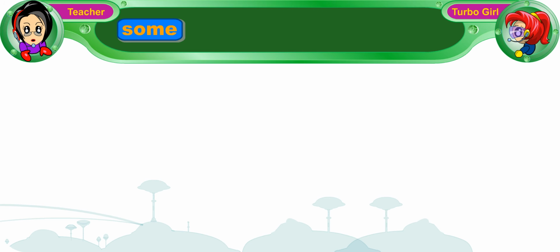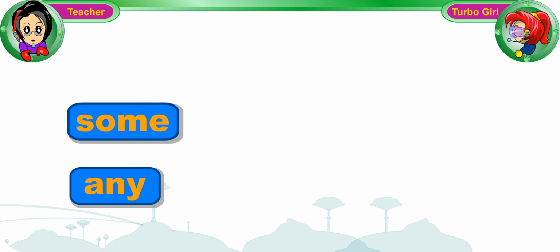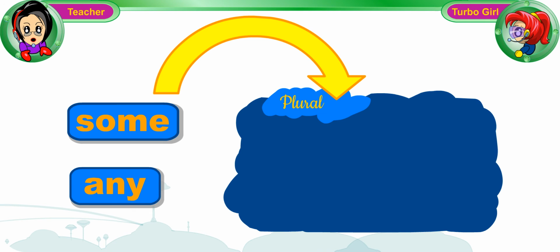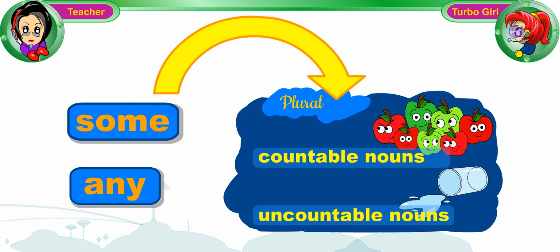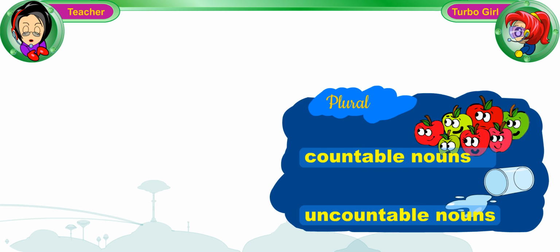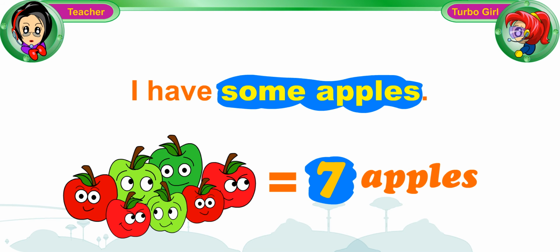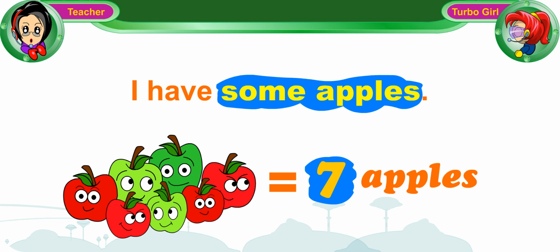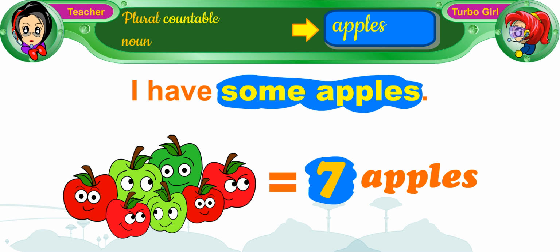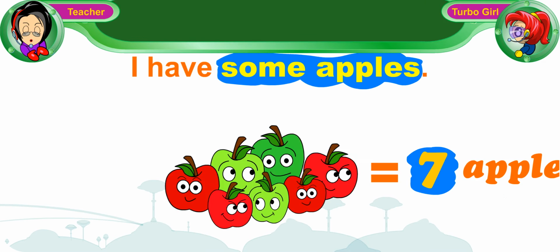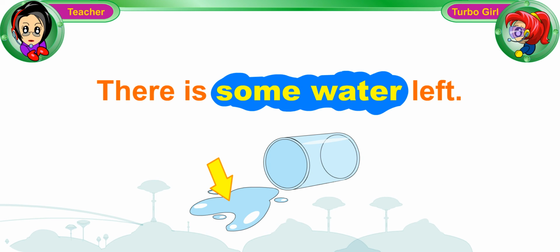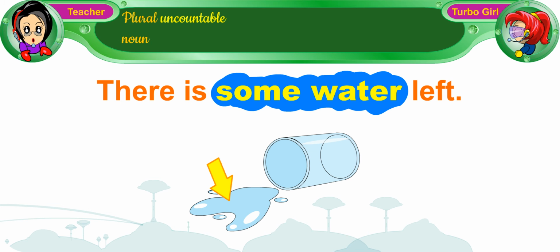Let's look at some and any first. Some and any mean a certain amount of something. We use some and any before plural countable nouns and uncountable nouns. For example, "I have some apples" is an example of a sentence with a plural countable noun, apples. The next sentence, "There is some water left," is an example of a sentence with an uncountable noun, water.